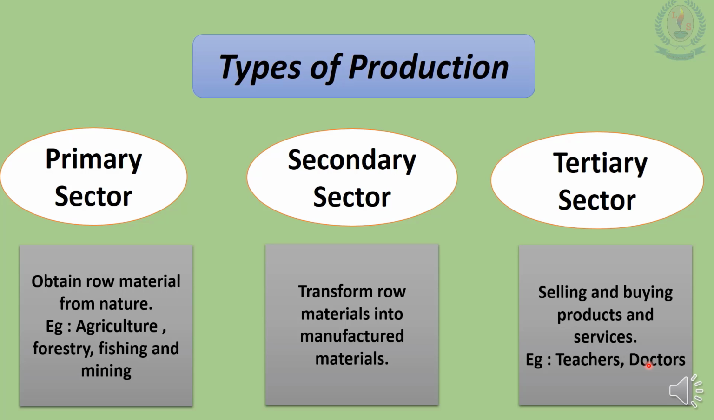Then you can go through these types of production. There are three types of production: primary sector, secondary sector and tertiary sector. The primary sector obtains raw material from nature. The secondary sector transforms raw materials into manufactured materials. After that, the tertiary sector sells and buys products and services. Those are the types of production.